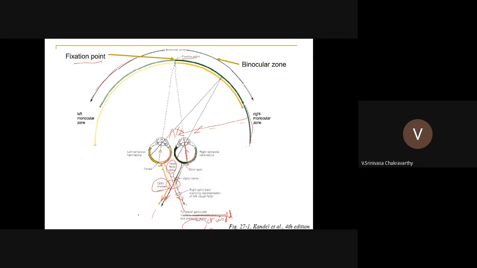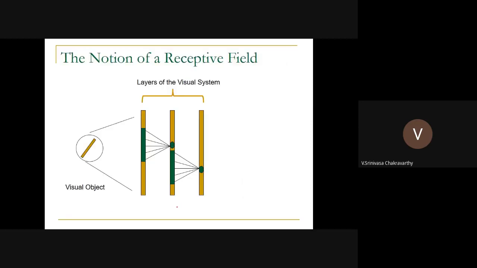The same thing happens on the other side. Similarly, in the left brain, you have rerouting of fibers in such a way that all the right visual field information comes here. This is actually a major stopover in the middle, and a lot more interesting things take place there. So let us look at that in a minute.